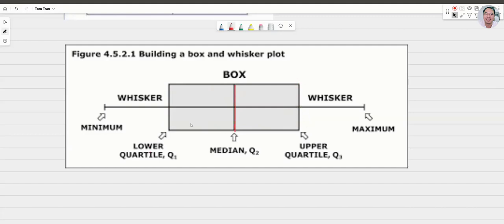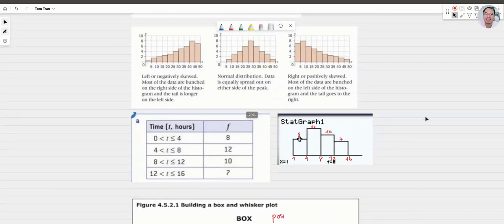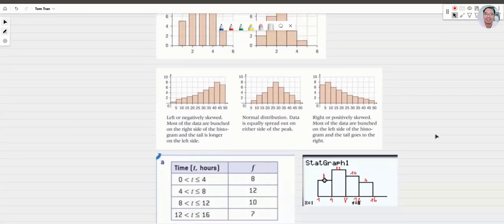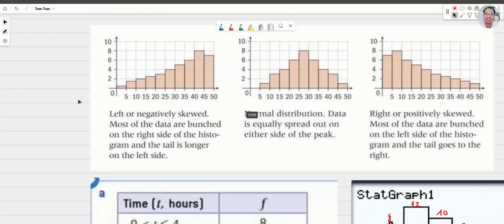The median is in the middle, but not necessarily right in the middle of the lower quartile and upper quartile. Depending on the distribution of the data, the median can be closer to the lower quartile or closer to the upper quartile. If it is closer to the upper quartile like this, it is negatively skewed, meaning the tail is on the left.